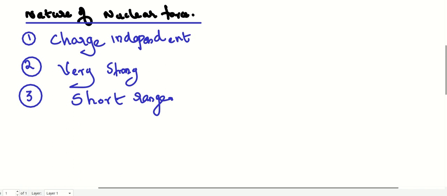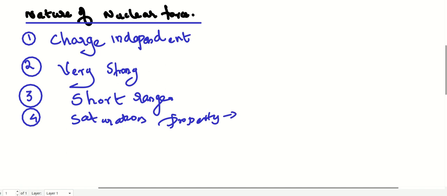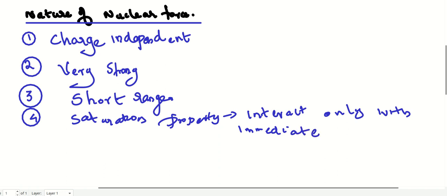And fourth, nuclear forces have saturation property. That means they interact only with their immediate neighbors. Okay.